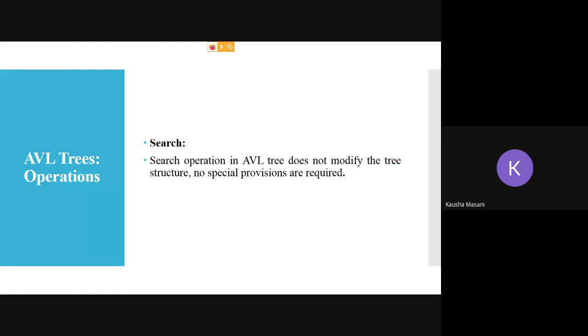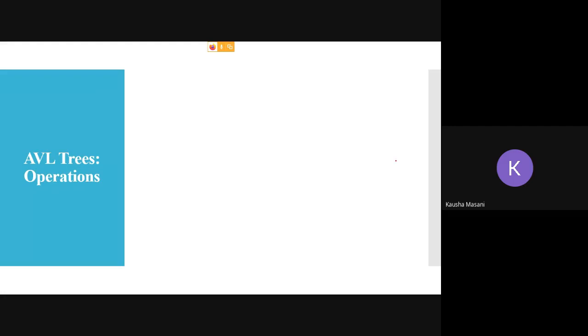I told you your search operation is the simplest one because your AVL tree has the properties of a binary search tree. You do not need to modify your tree. Simply apply the algorithm for the searching operation as you have done in binary search trees. That is the simplest operation you can do on the AVL tree. Now going for the insert, that is rebalancing the AVL tree.